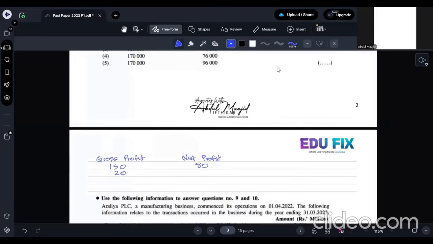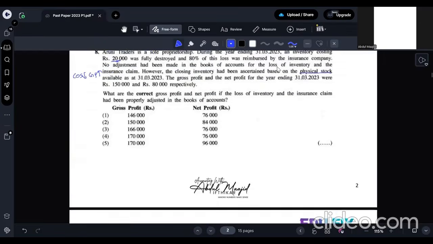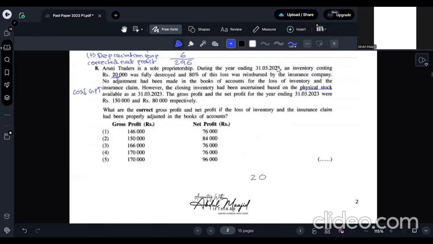Now, whatever affects the gross profit will automatically affect your net profit as well. So if the gross profit is increasing by 20,000 because of the damaged stock, net profit also will automatically increase by 20. Next, you have to consider the stock loss. Now here, the damaged stock is 20. Out of that, 80% the insurance company is reimbursing. Then how much will we get from the insurance company? 80% of 20,000 is 16. 16 we will get from the insurance company.